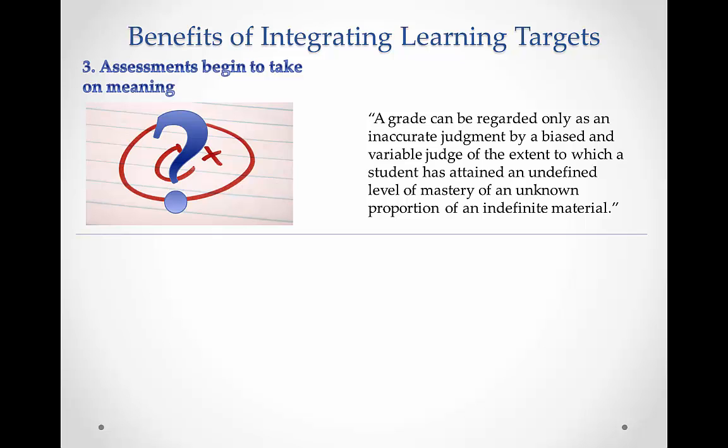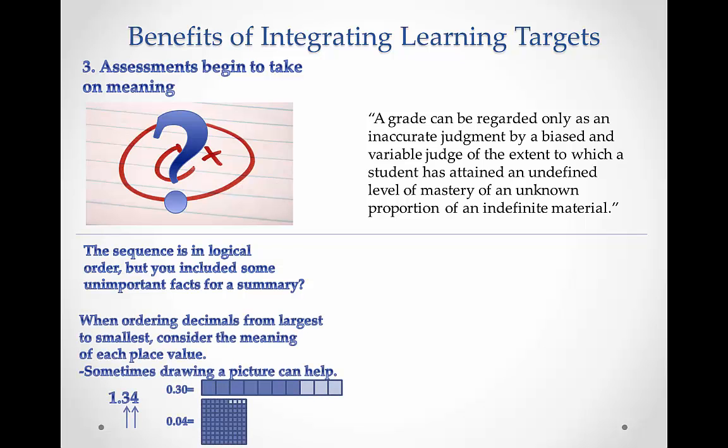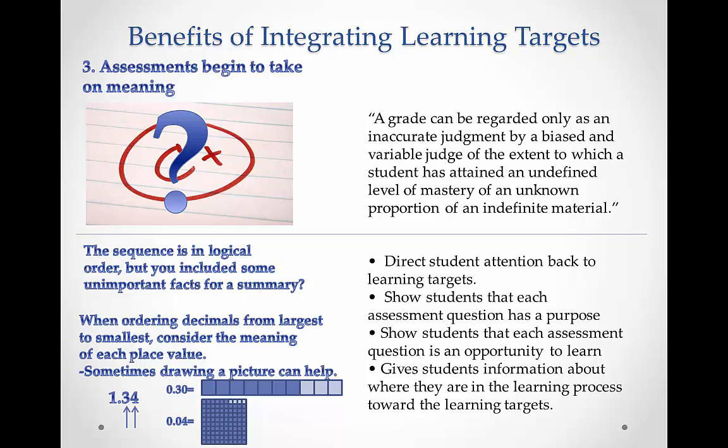On the other hand, consider these two comments left by teachers on student work. The first addresses a student's ability to summarize the passage, and the second, a student's ability to order decimals from largest to smallest. The comments give the students direction as to how to become more proficient in both tasks. In effect, the comments direct student attention back to learning targets. They show students that each assessment question has a purpose. They show students that each assessment question is an opportunity to learn. And it gives students information about where they are in the learning process toward the learning targets.